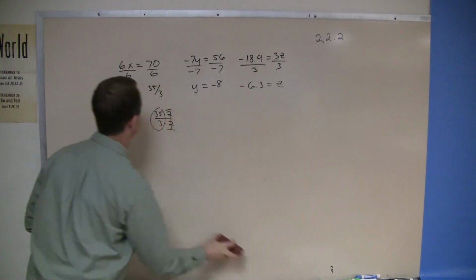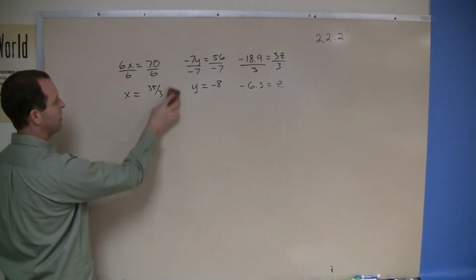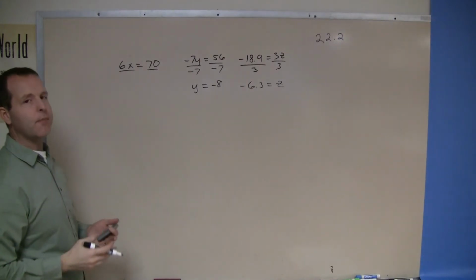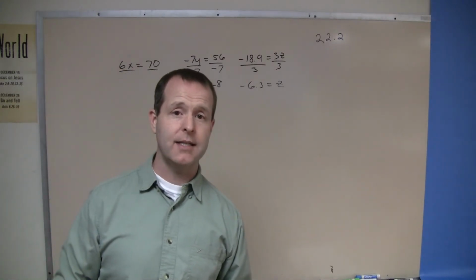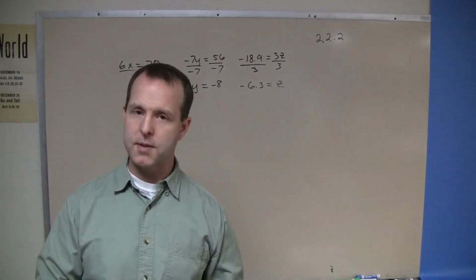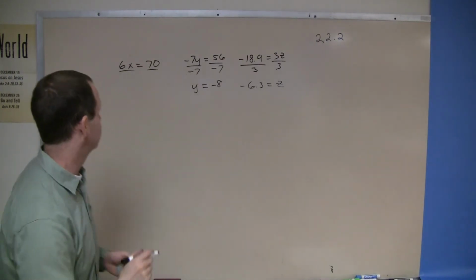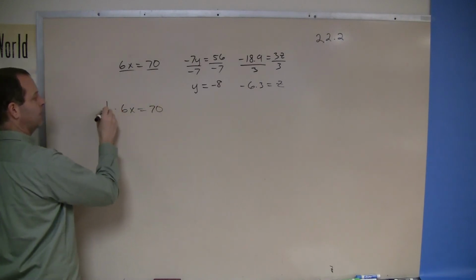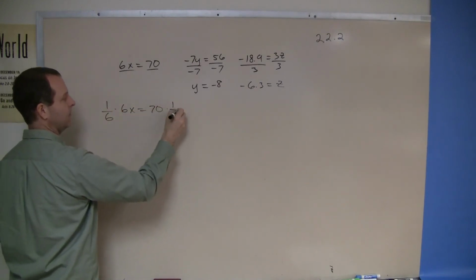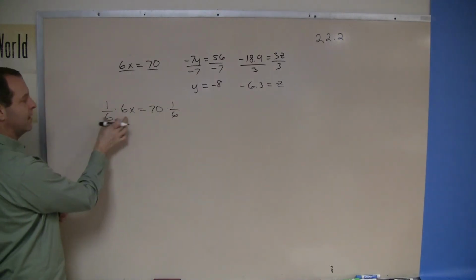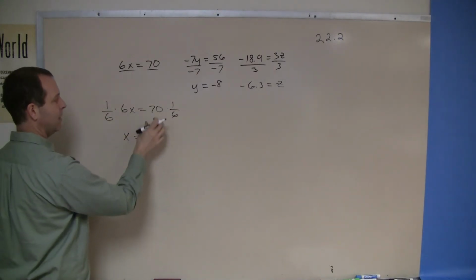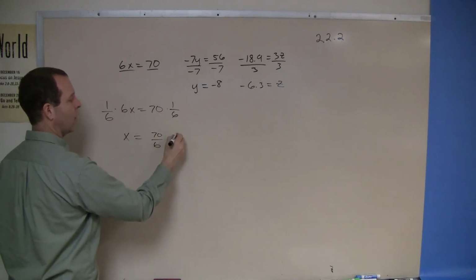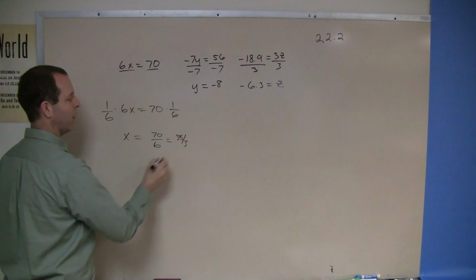One other thing I'd like to show you, and you might see this pop up in your textbook a little bit. If we just use this first one as an example, some people might say, rather than dividing both sides by 6, let's multiply both sides by a 1/6. So 1/6 times 6x is just an x. 70 times a 1/6 is 70 over 6, or 35 over 3.